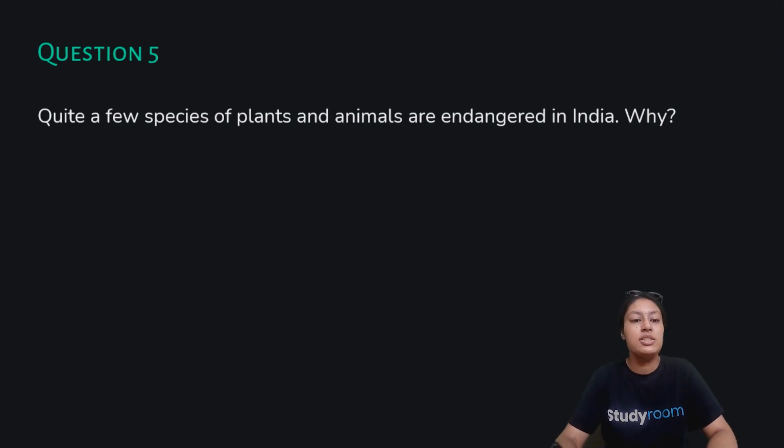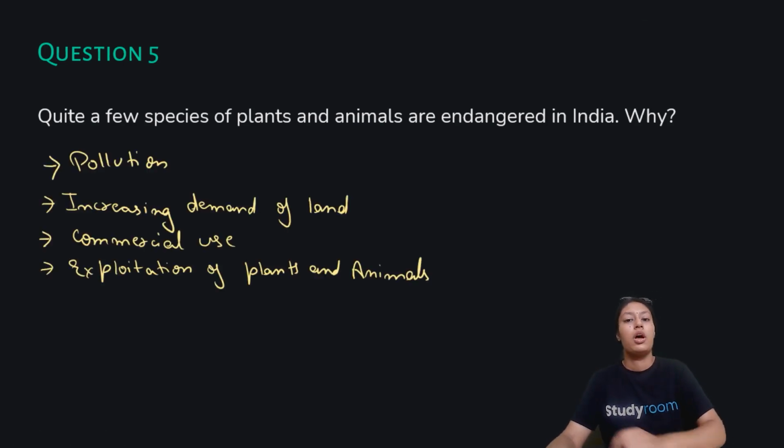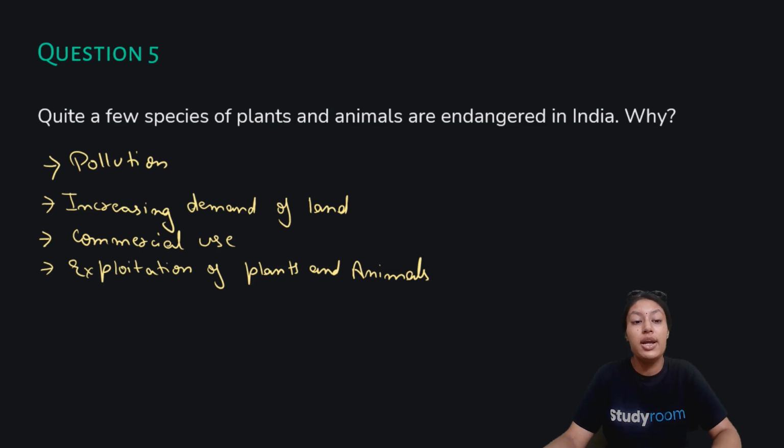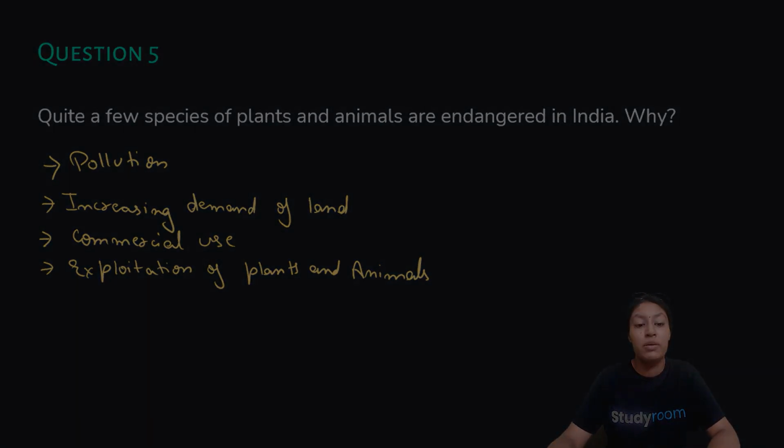Question number 5 is, quite a few species of plants and animals are endangered in India. Why? There are many reasons for it, but a few of them are pollution, the increase in demand for land, commercial use, and how badly we are exploiting plants and animals. So these are a few reasons why plants and animals are endangered in India.